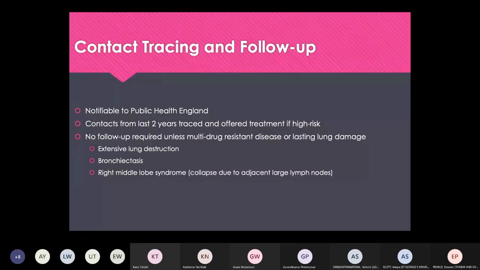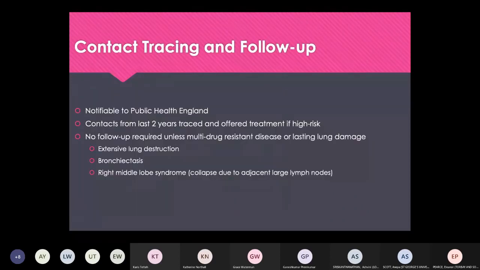And then once the treatment's completed, people don't usually need follow-up unless they've had a really resistant disease or they've got evidence of lasting lung damage. And things that can happen include bronchiectasis, so scarring of the lungs. You can get right middle lobe syndrome, which is collapse of the right middle lobe due to mediastinal lymphadenopathy. And you can also get extensive destruction of your lungs, particularly if the TB was diagnosed or treated late.